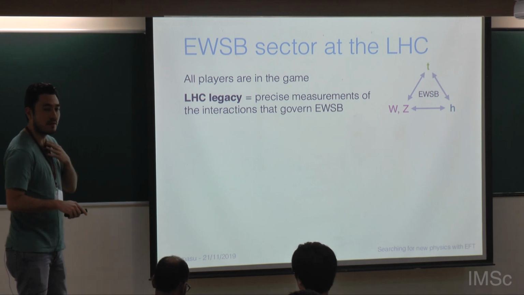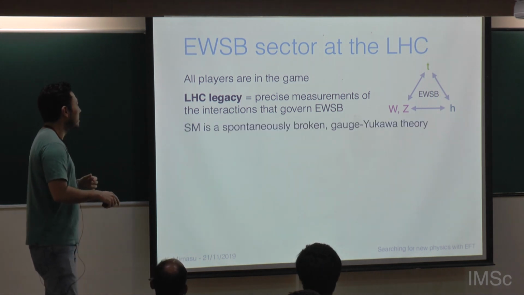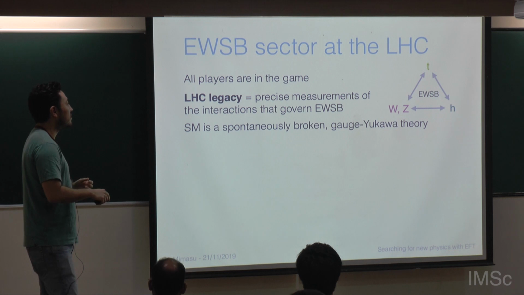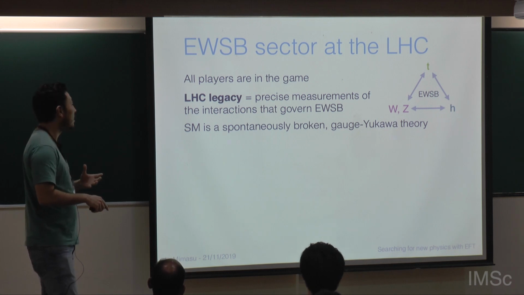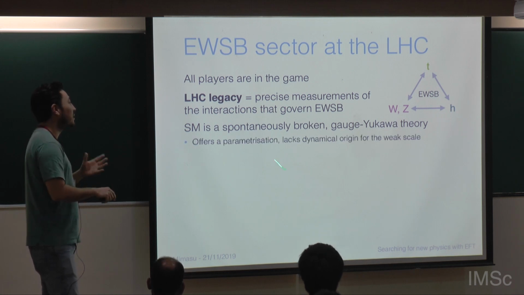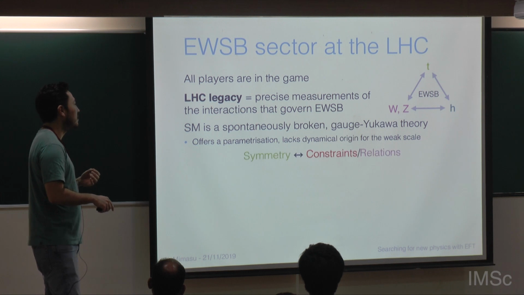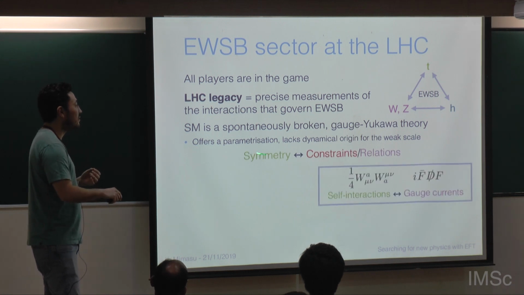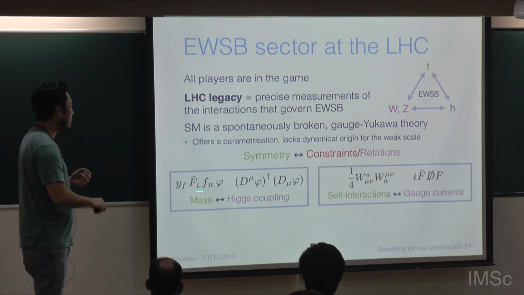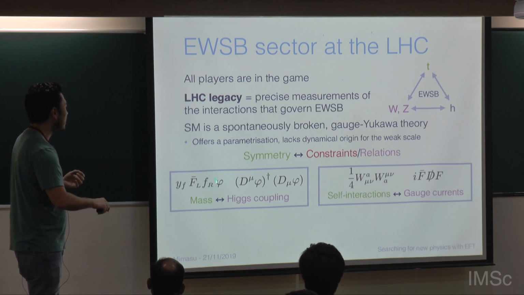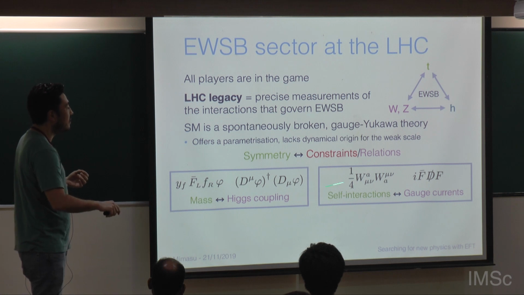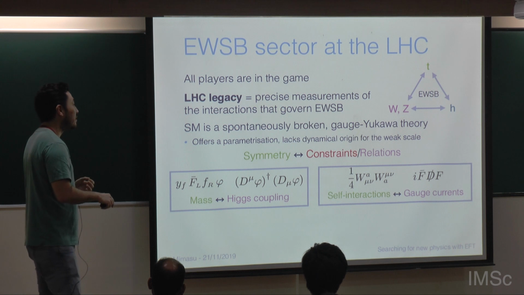sector. I think my mic is okay. As we know, the Standard Model is a spontaneously broken gauge Yukawa theory that offers really only a parameterization of how this spontaneous breaking occurs, and really lacks a dynamical origin for the weak scale. And it's full of symmetries and relations between different couplings. These, for example, connect their mass to the coupling of the Higgs. These self-interactions are connected to the gauge currents. It's a beautifully symmetric theory.